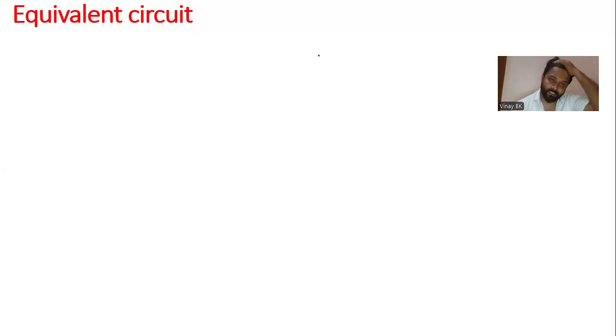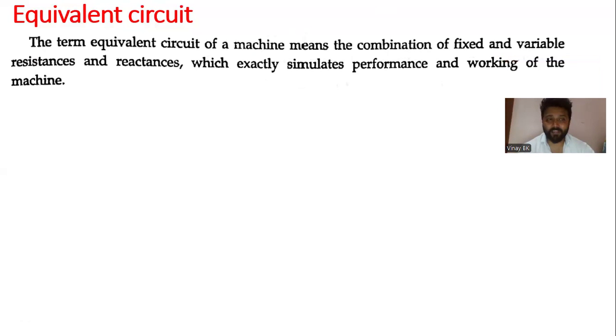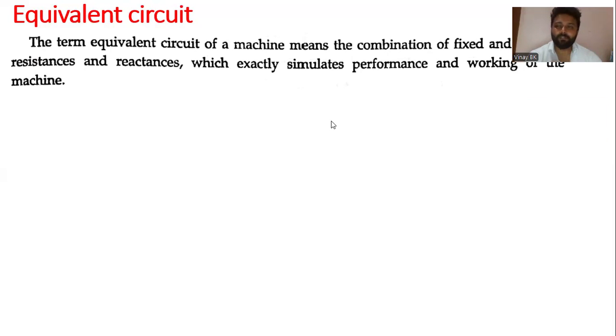So in this video, let us start with a concept called equivalent circuit diagram of single phase transformer. So without wasting time, now you can see the equivalent circuit diagram. The term equivalent circuit of a machine means it is a combination of fixed and variable resistances and reactances which exactly simulate the performance and working of the machine. So if you want to draw the equivalent circuit diagram, it is a combination of resistive drop and reactive drop.